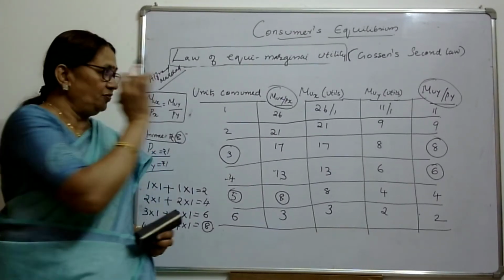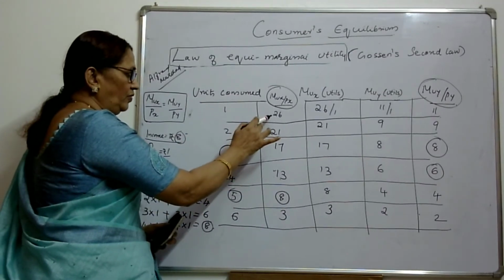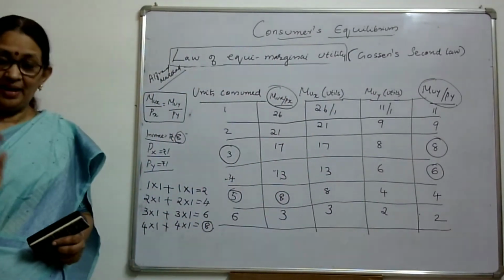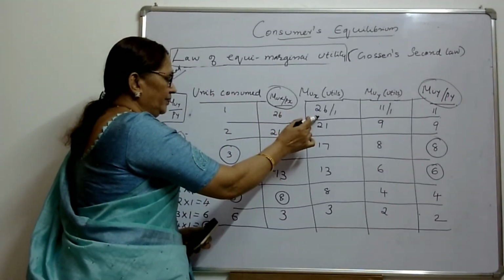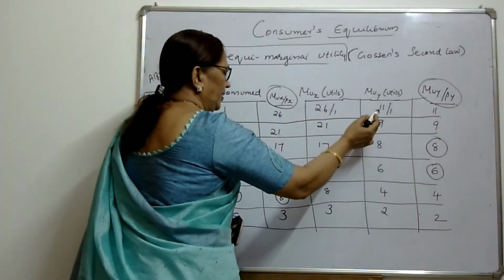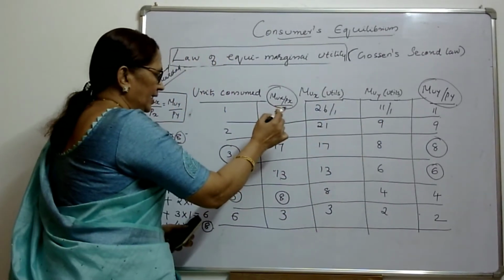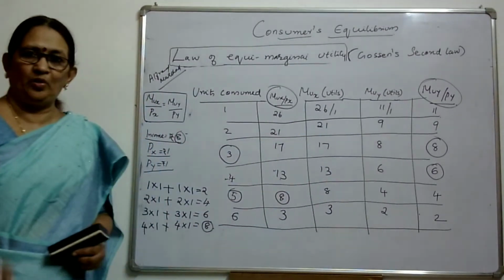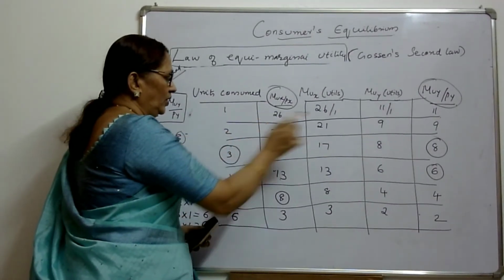So, from the table it is clear he will prefer more of good X and less of good Y. Because for the first unit he gets 26 utils of satisfaction, while at the same time, by spending 1 rupee on Y, he is deriving only 11 utils of satisfaction. At all levels, the satisfaction derived from consuming commodity X is higher than from commodity Y. So he will prefer more of which commodity? Commodity X over Y.